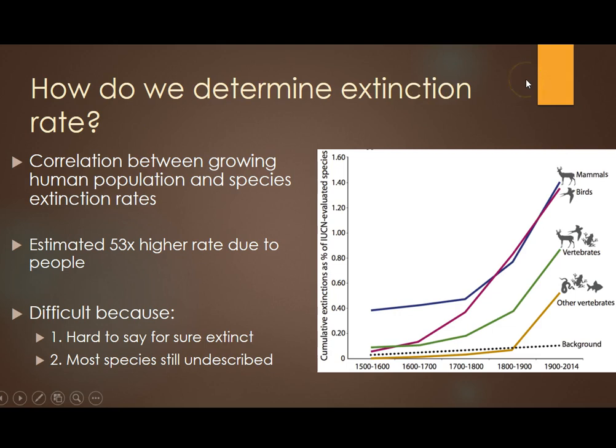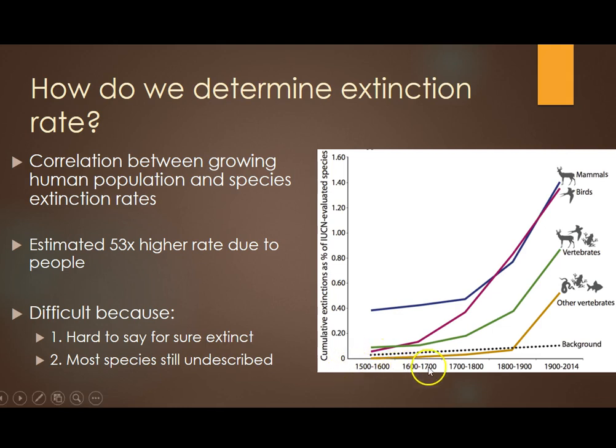So how do we determine extinction rate? It's hard for us to say exact extinction rates because it's hard to say if something is for sure extinct, right? You'll see these studies where we found one individual of a species that we thought had been extinct for years, and it's still there. We just couldn't find it. On the other hand, we haven't described most species. If you haven't even listed a species as being present, you don't really notice if it goes extinct, right?